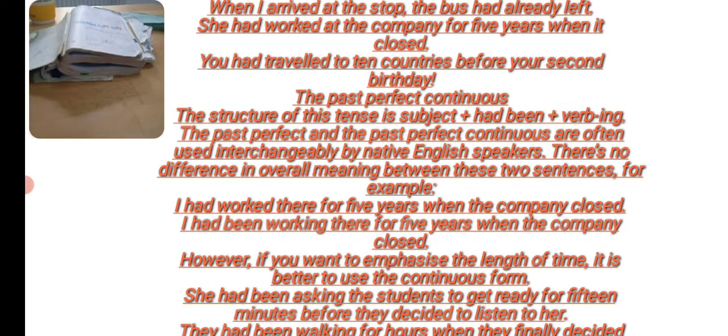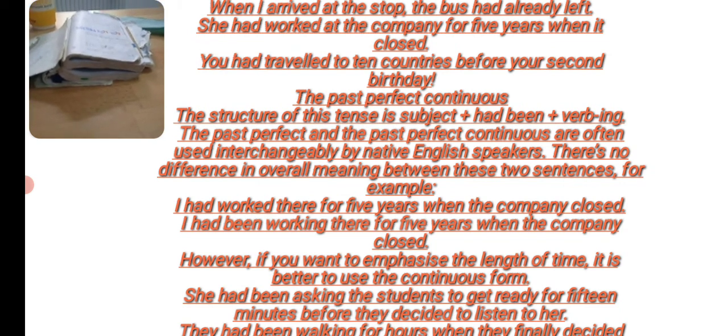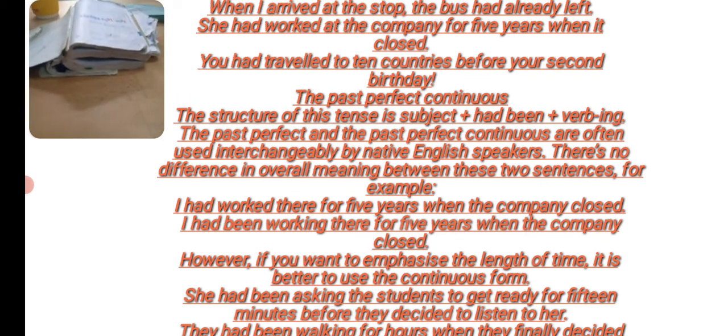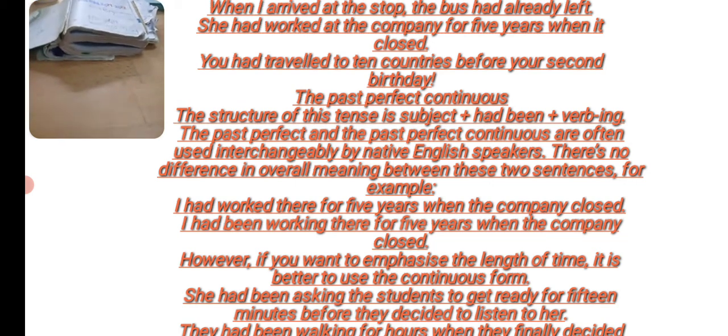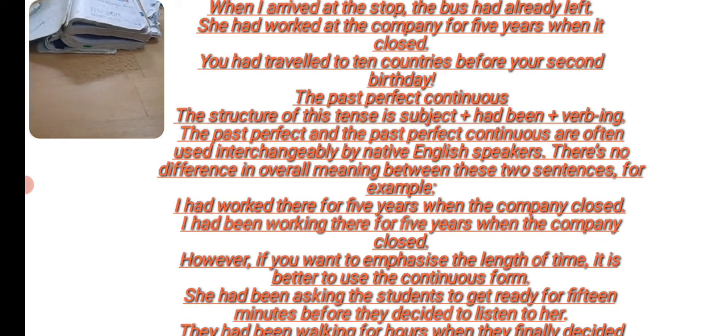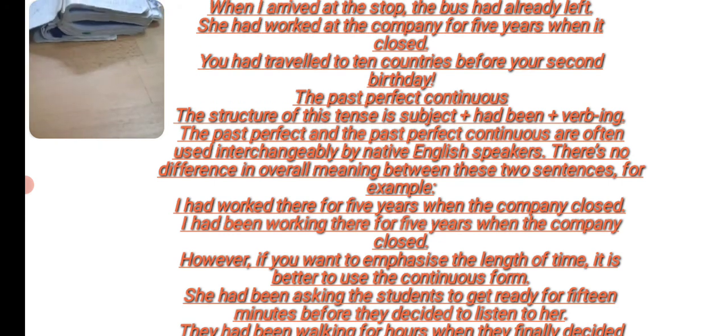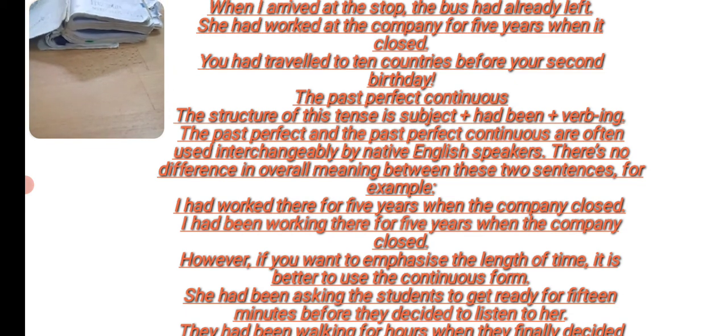Past perfect continuous. The structure of this tense is subject plus had been plus verb ing. The past perfect and the past perfect continuous are often used interchangeably by native English speakers. There is no difference in overall meaning between these two sentences. For example, I had worked there for 5 years when the company closed, and I had been working there for 5 years when the company closed.